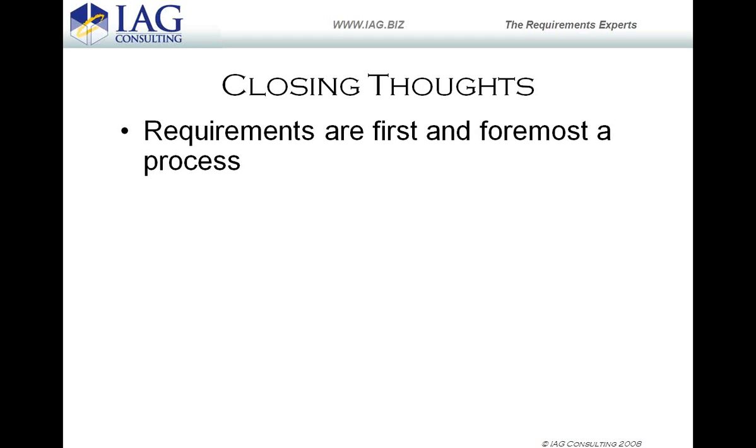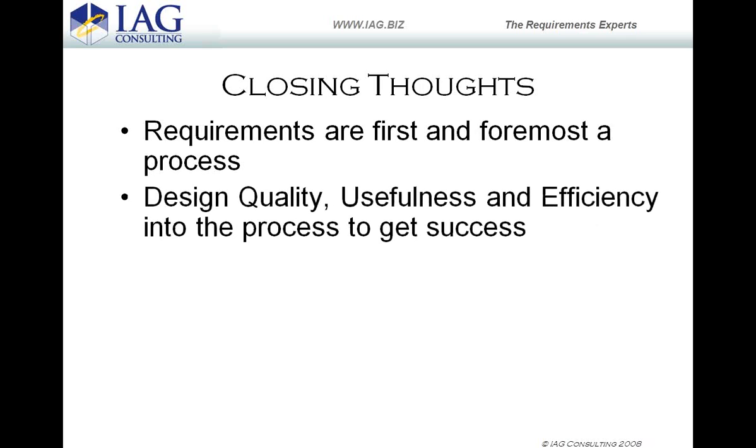And so oftentimes people go off and try to do requirements in a box in the corner. It just doesn't work, right? If the process is lousy, the documentation quality is also going to be lousy. So you need to focus on the process. What are people doing? How are people doing it? You need to design quality, usefulness, and efficiency into that process to get success. How can you improve what people are producing, how they're producing it, where they're producing it, and how efficient it is to get that done? Design that into the way you do things.